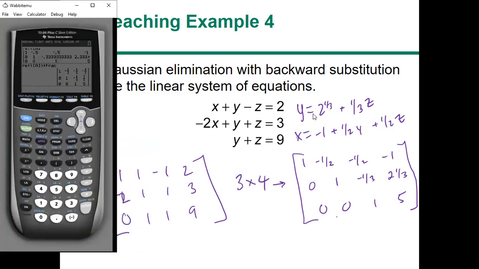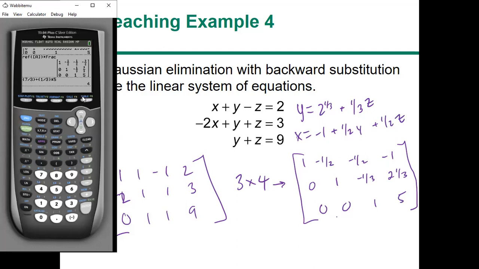So to first solve for my Y, I'm going to do 2 1/3, which is 7/3. So I have 7/3 plus 1/3 times 5. Why? Because I know that Z equals 5. Hit enter, and I get my first value.